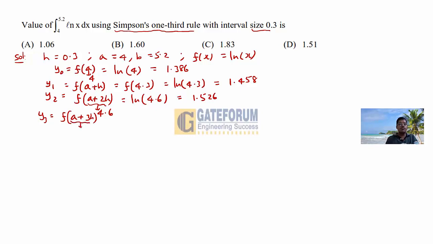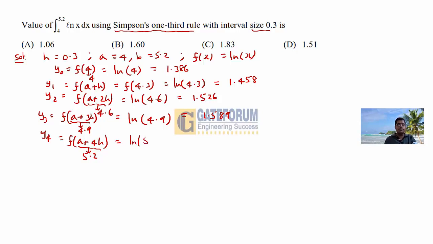A plus 3h value 4.6 plus 0.3 is 4.9. So this is log of 4.9, approximately 1.589. And y4, because here n is getting 4, f of a plus 4h, a plus 4h value is 5.2, which is the upper limit. So when to stop calculating these y values, ordinate values, function values? Whenever the function value reaches the upper limit b, then stop calculating y1, y2, y3, etc. So this is log of 5.2, which is approximately 1.648.